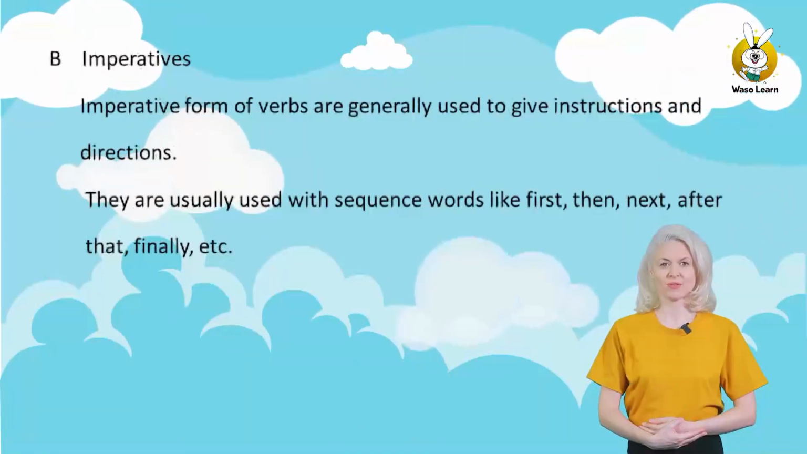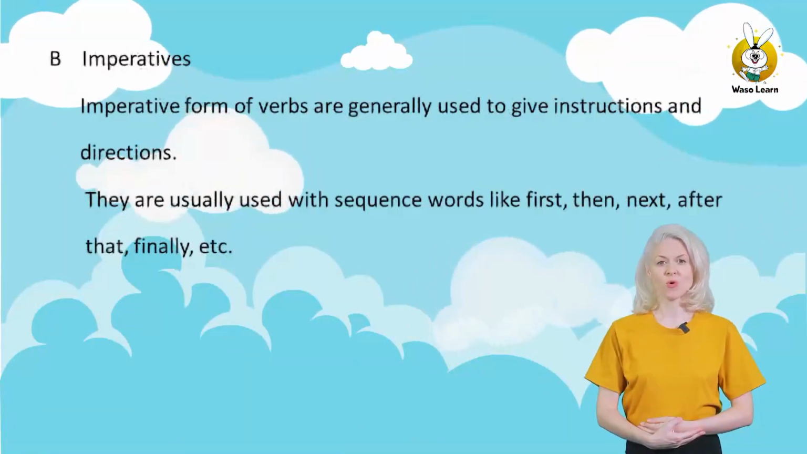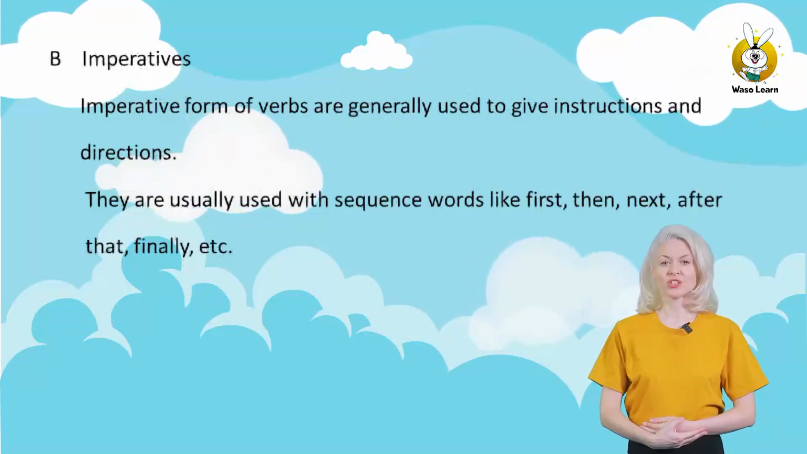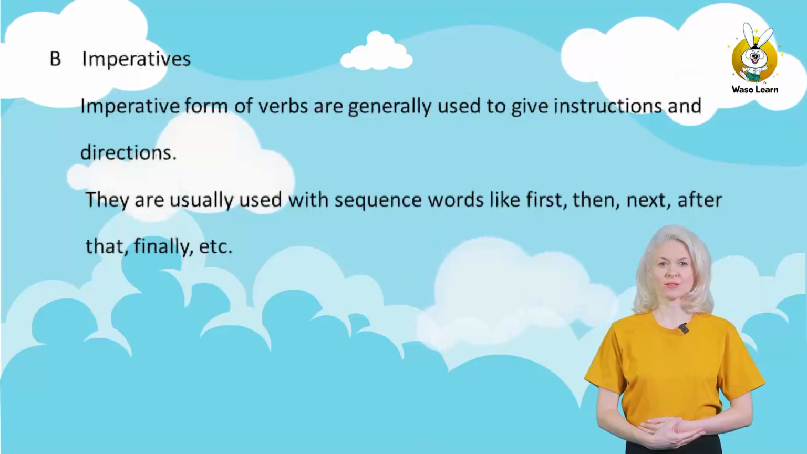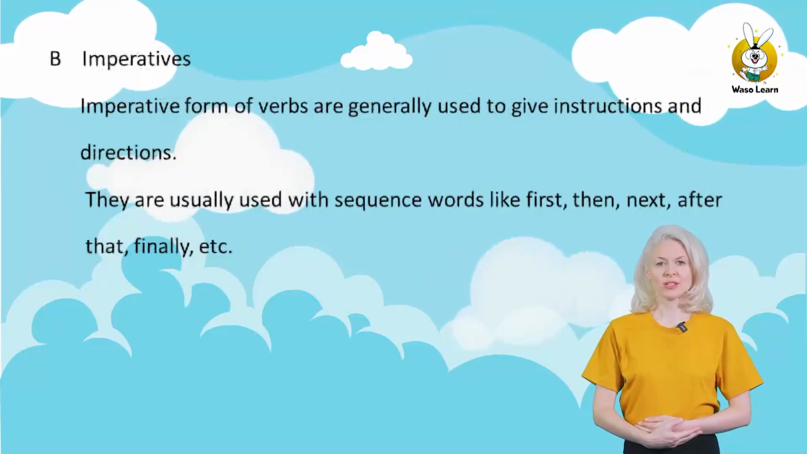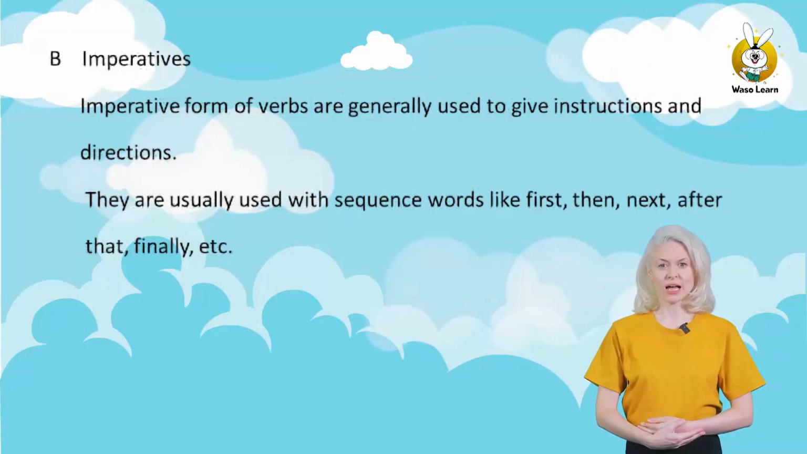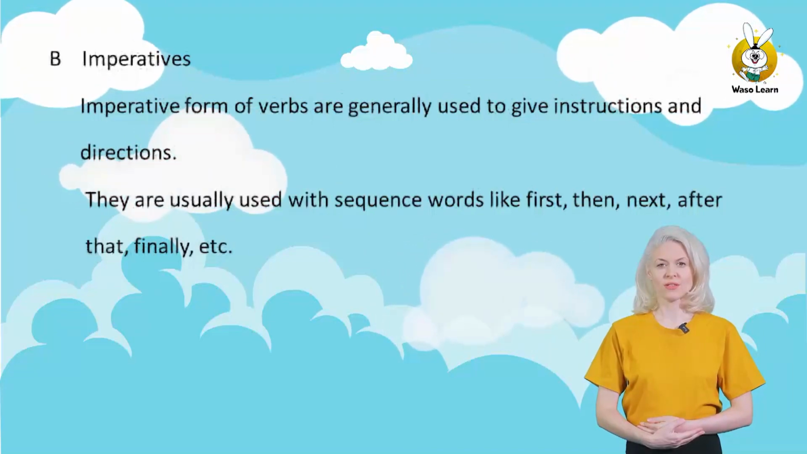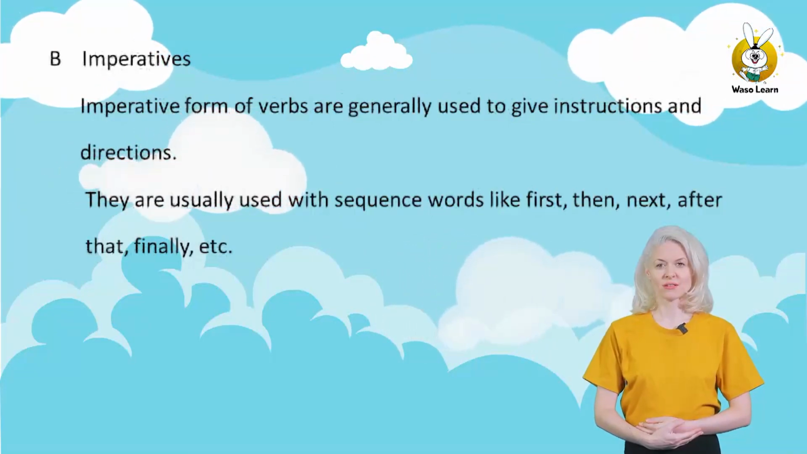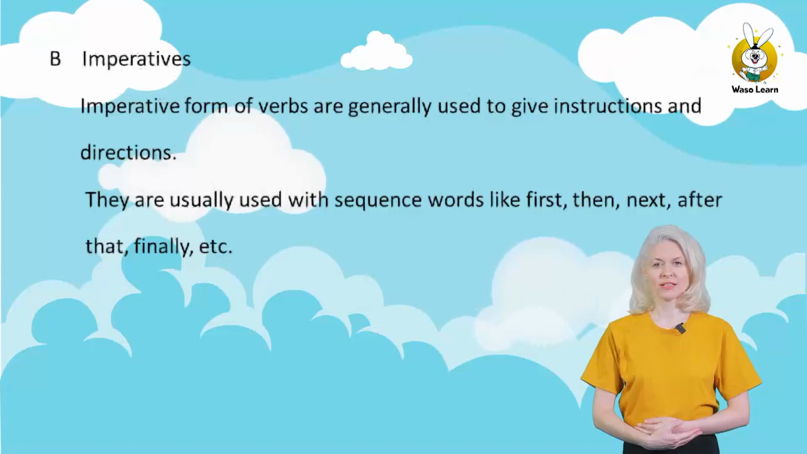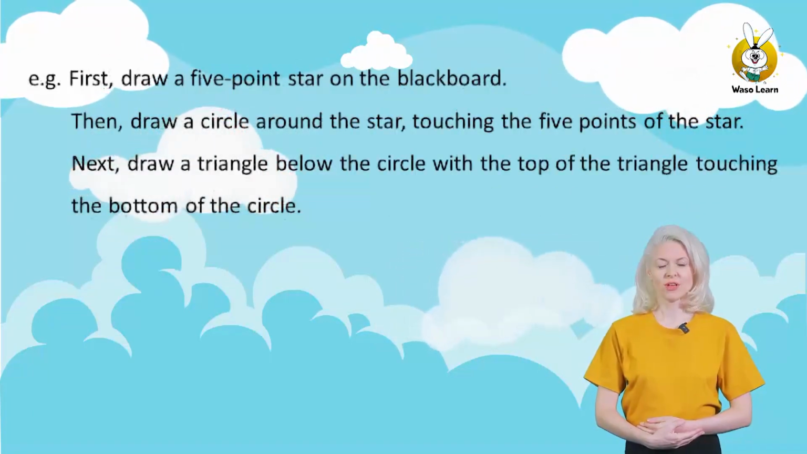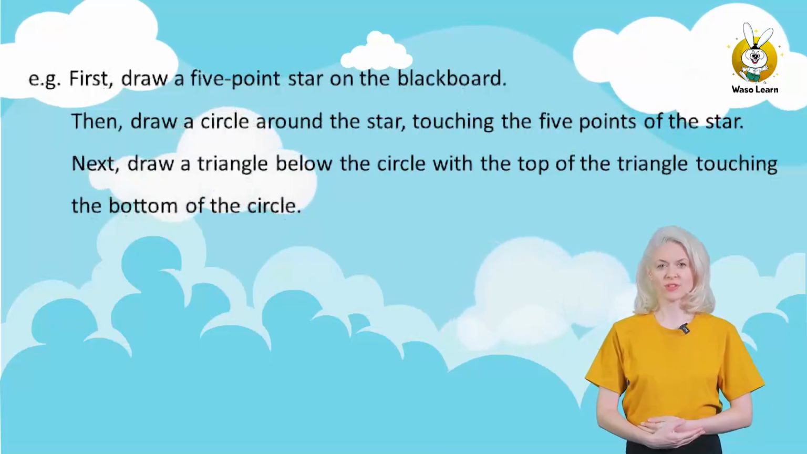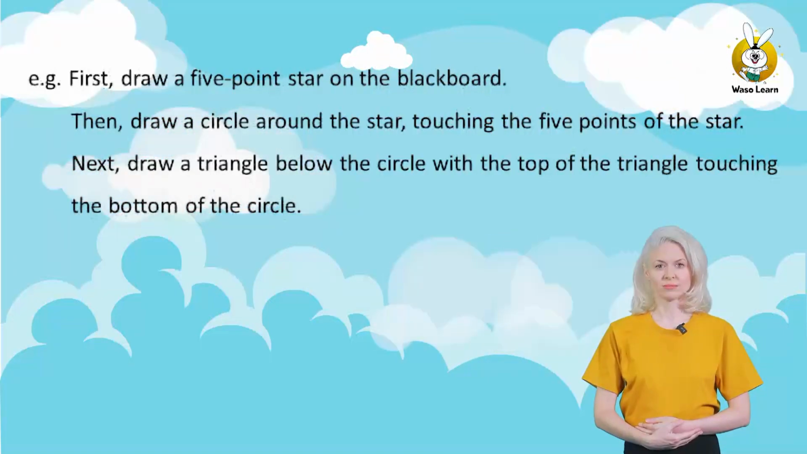B. Imperatives. Imperative forms of the verbs are generally used to give instructions and directions. They are usually used with sequence words like first, then, next, after that, finally, etc. For example, first, draw a 5-point star on the background.